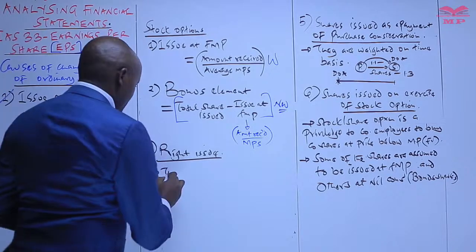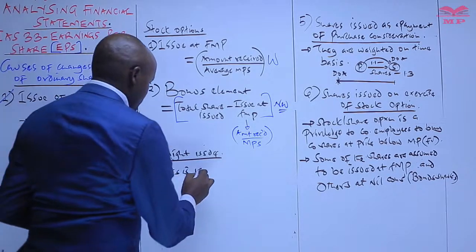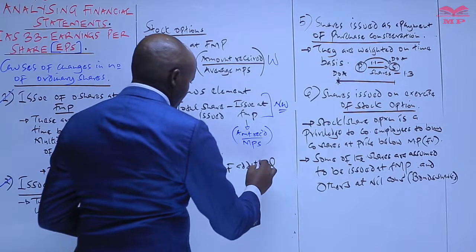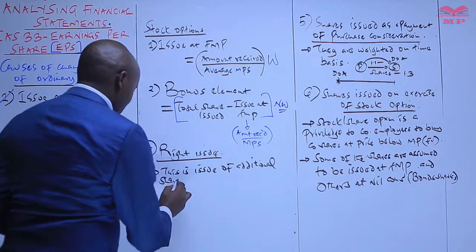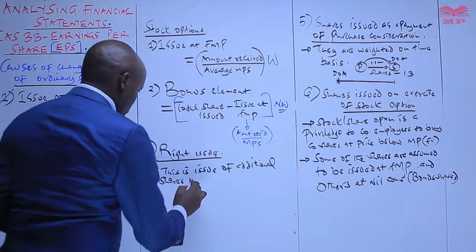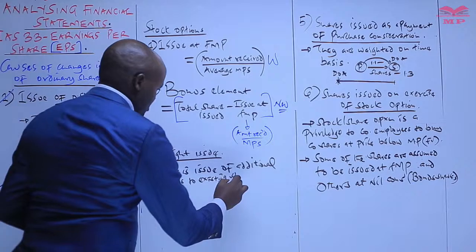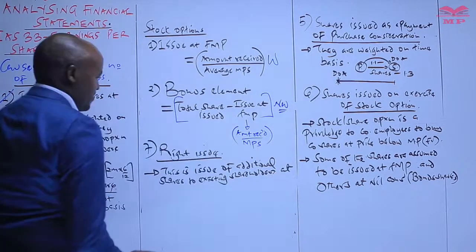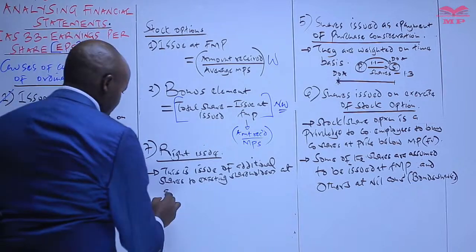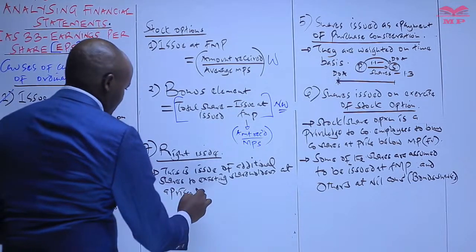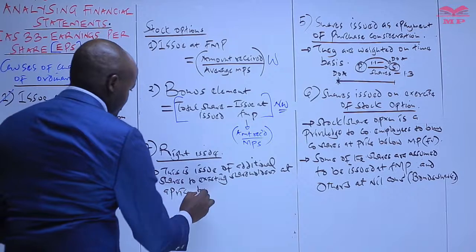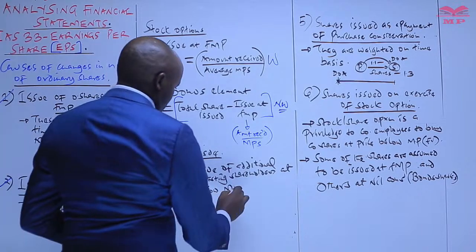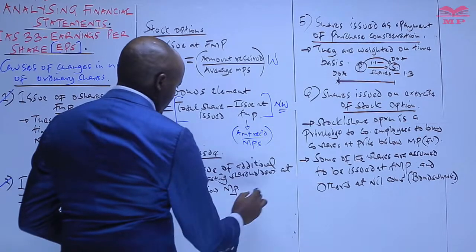So we can say that this is issue of additional shares to existing shareholders at a price below the market price. Below market price, at a price below market price, MP for market what?